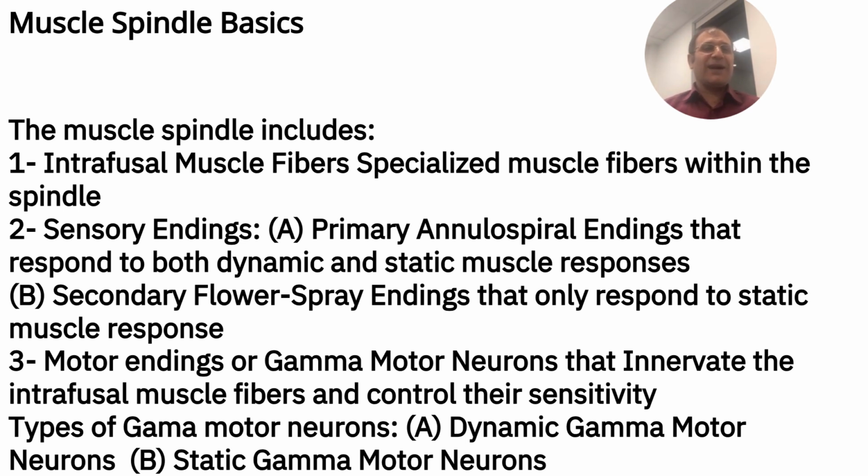A. Dynamic gamma motor neurons increase the sensitivity of the primary annulospiral endings to the rate of stretch, or dynamic response. B. Static gamma motor neurons increase the sensitivity of both primary and secondary endings to the absolute length of the muscle, or static response.